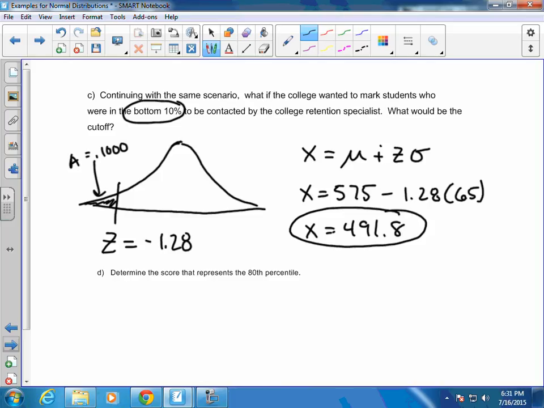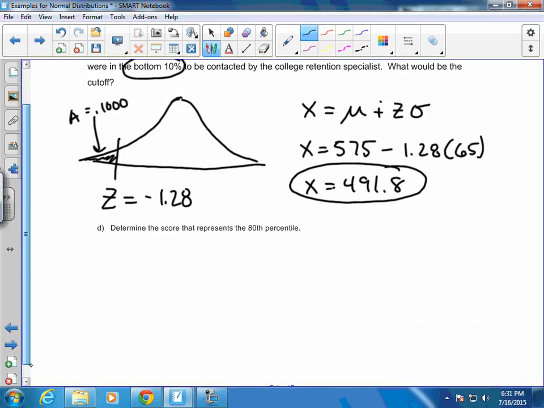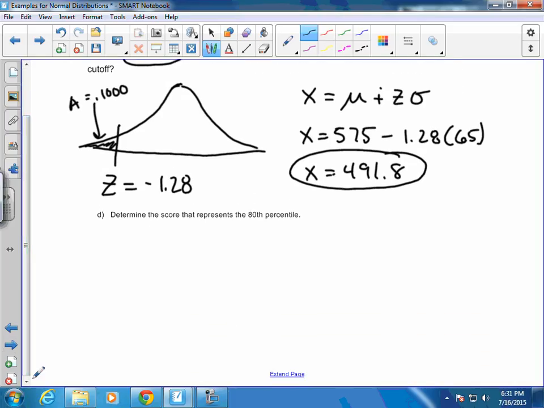And if they were going to send a notice or get in touch with students in the bottom 10%, you would just need this score or anything lower than that. Okay, last part here. Determine the score that represents the 80th percentile. Well, that's pretty much the same thing, really. It's just in this case.